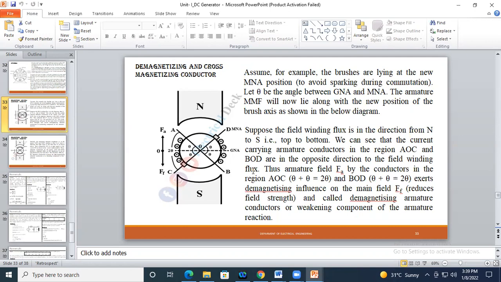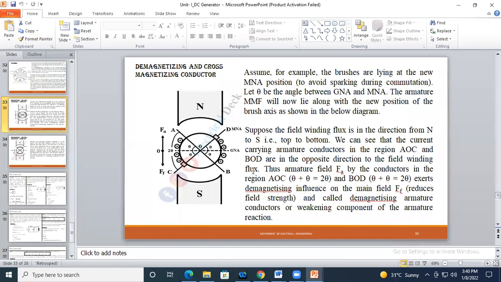Those conductors will produce the mmf which is directly opposite to that of the main field flux. These are called demagnetizing conductors of armature reaction. And the cross magnetizing conductor will produce the mmf at a right angle to that of the main field flux or the main field winding flux. So this conductor will produce the effect of cross magnetizing.